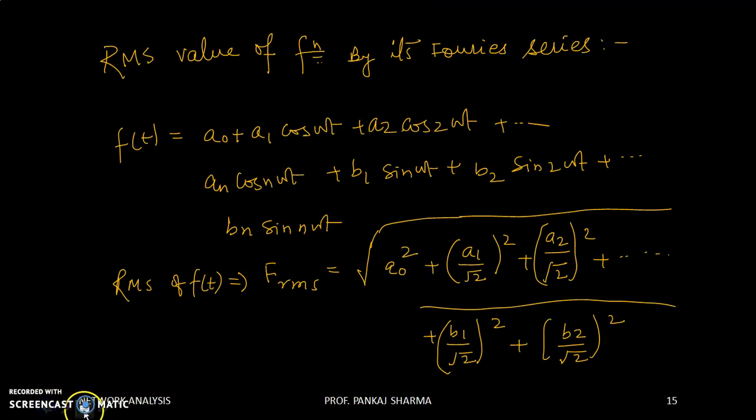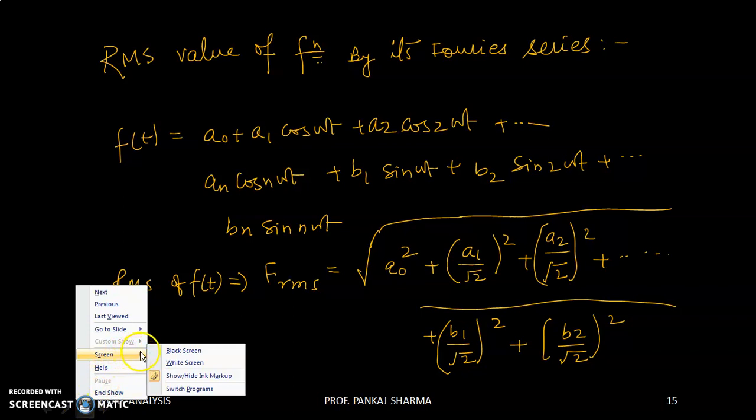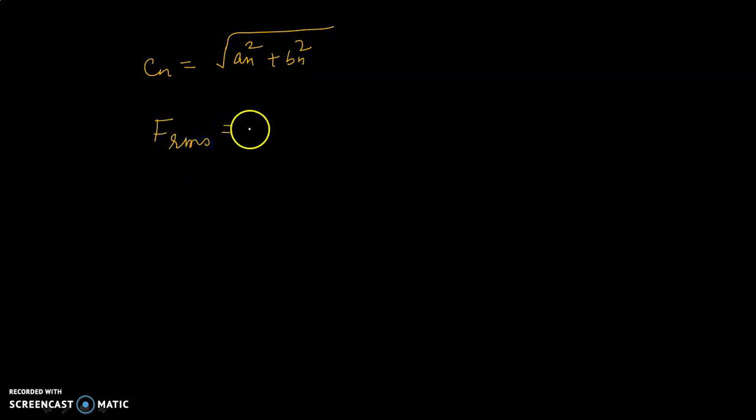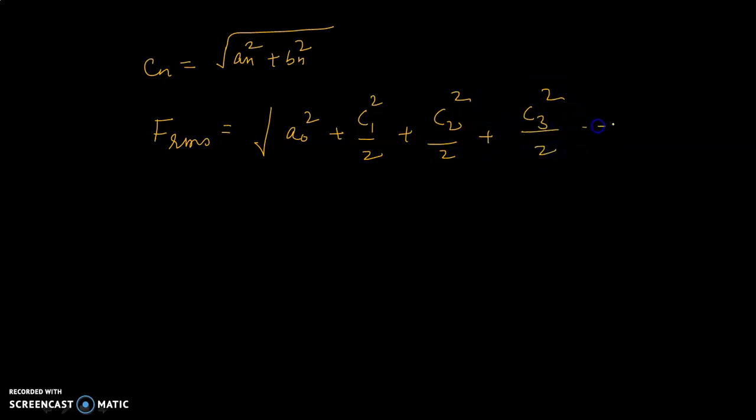We also know that Cn is equal to root under an square plus bn square, and F RMS will be equal to root under a0 square plus c1 square by 2 plus c2 square by 2 plus c3 square by 2, and so on. So this is your F RMS.